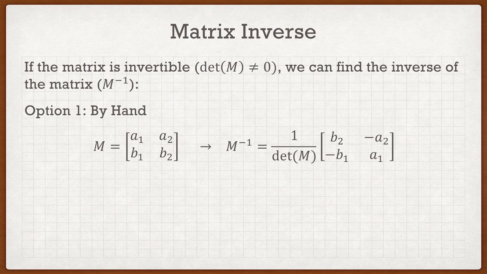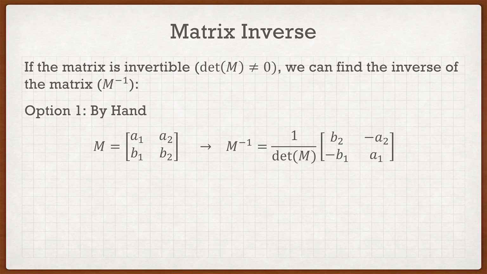But 1 divided by the determinant of M, well, that's just going to be some scalar value. And then we throw it into this kind of rearranged matrix. So if we look, we have B2 where A1 should be, and we have A1 where B2 is normally. So we do a little swap-roo on those two. And then we also add negative signs to A2 as well as B1. So for a 2 by 2 matrix, option 1 by hand, it's not too bad.